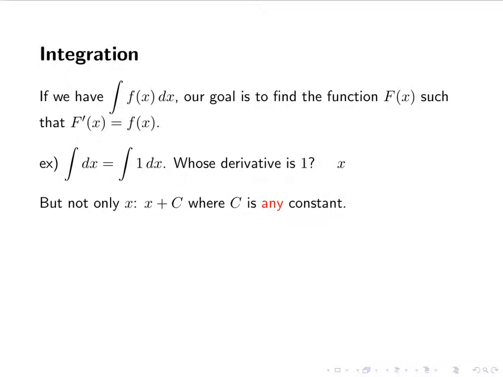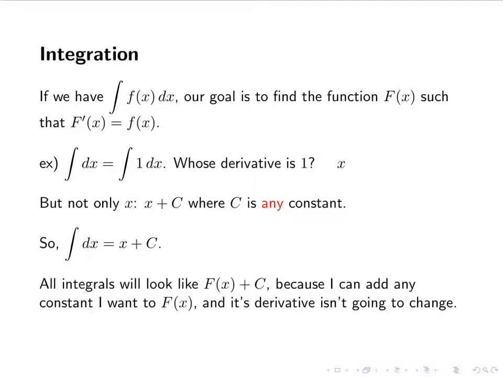But it's not just x. It can be x plus any constant. x plus 2, x minus 5/3, x plus pi cubed over 7. Right? Because the derivative of a constant is 0, so I can always add a constant, and it's not going to change the derivative. So the integral of dx equals x plus c. All integrals are going to look like some function plus c, because again, I can add any constant that I want to the function, and it's not going to change the derivative.